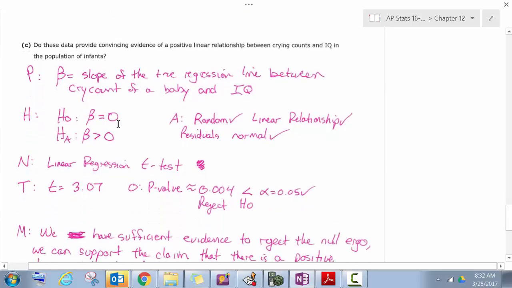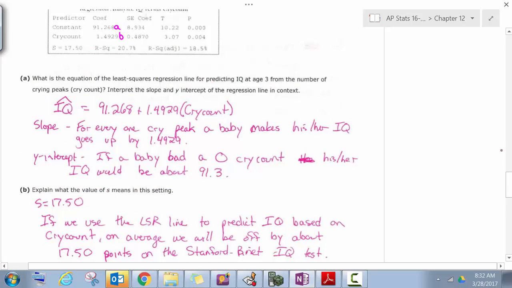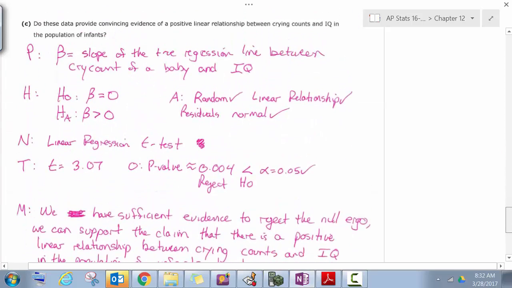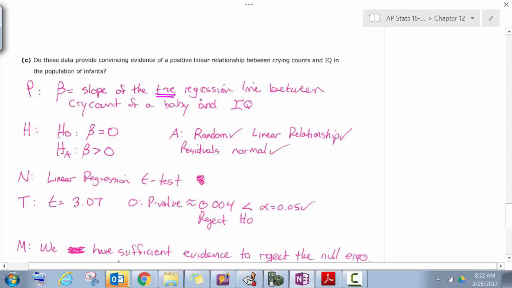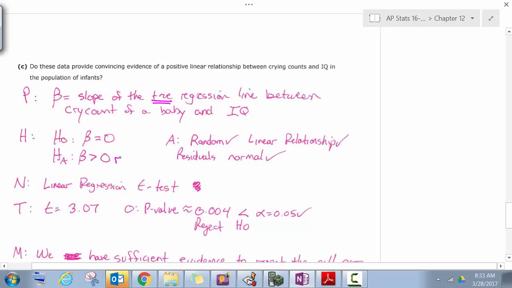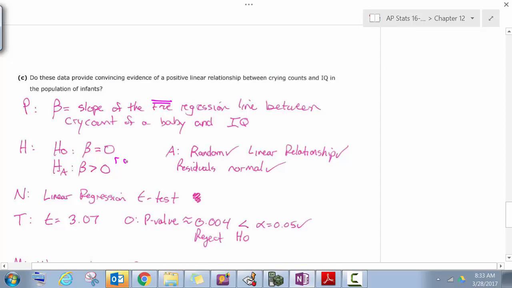So we follow our PHANTOM. Our parameter is beta, which is the slope of the true regression line. Can't stress that enough. The true regression line between cry count of a baby and IQ. So our null is always beta equals 0, that there's no relationship. And here we want to see there's a positive linear relationship, so beta is greater than 0. So it's right-tailed.